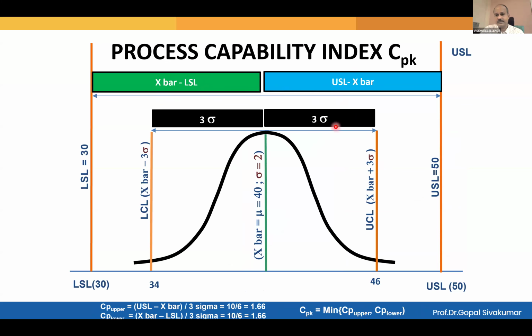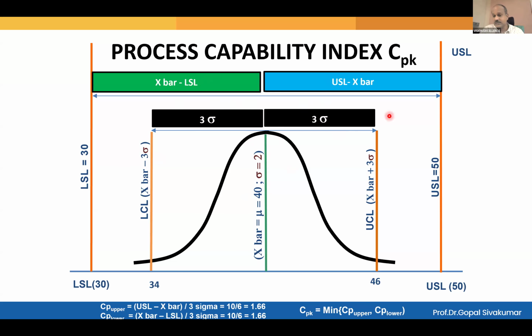Similarly, the spread is also divided: 3 sigma, 3 sigma. The right side ratio, USL minus X bar by 3 sigma, is CP upper. The left side ratio, X bar minus LSL by 3 sigma, is CP lower. Now, if my process shifts to the right side, which will reduce? The blue bar will reduce. If my process shifts to the left side, the green bar will reduce. If the blue bar reduces, CP upper will go down. If the green bar reduces, CP lower will go down. Whichever side value is going down, on that side my process will start producing rejections.